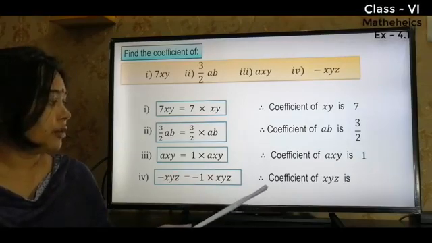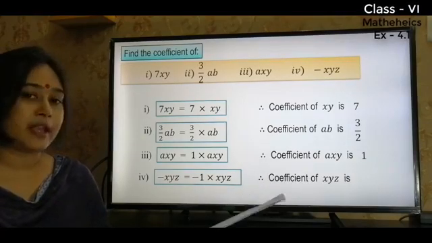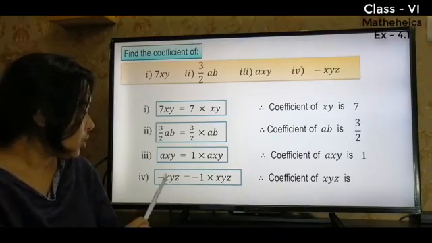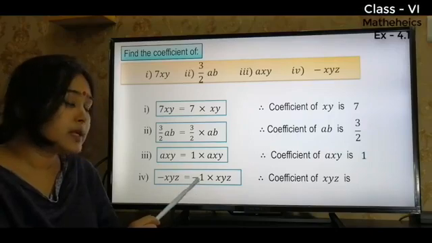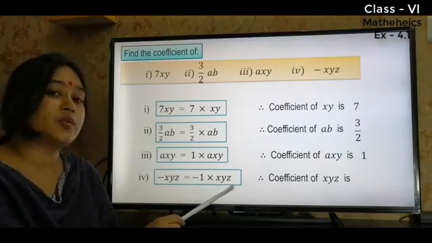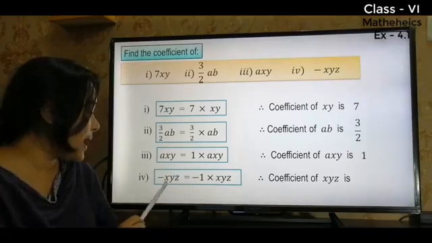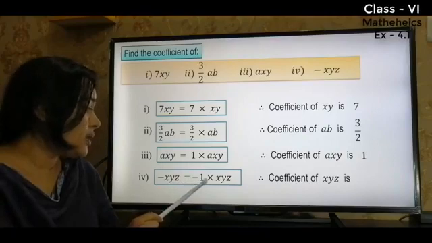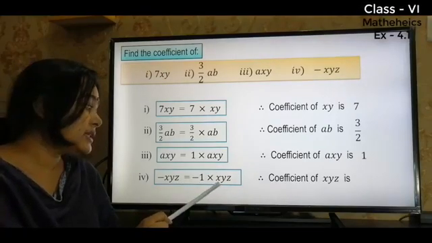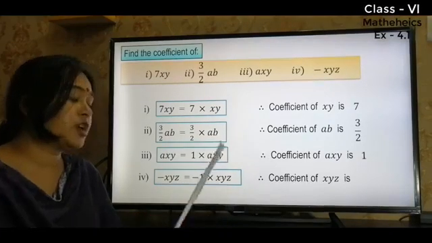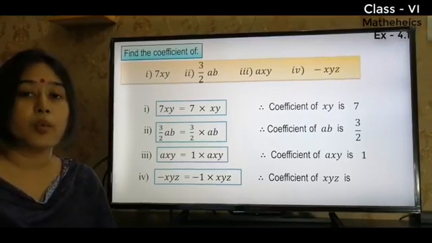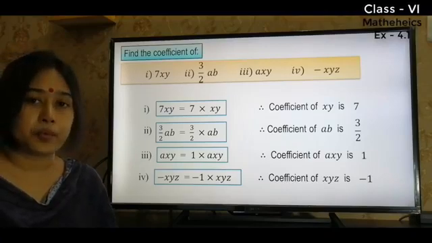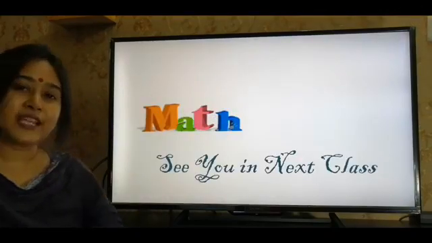And question number 4 is, what is the coefficient of xyz? You can see here minus xyz. So minus 1 was multiplied with this xyz. That's why we get minus xyz as a product. So the coefficient of xyz is minus 1. That's all for today.